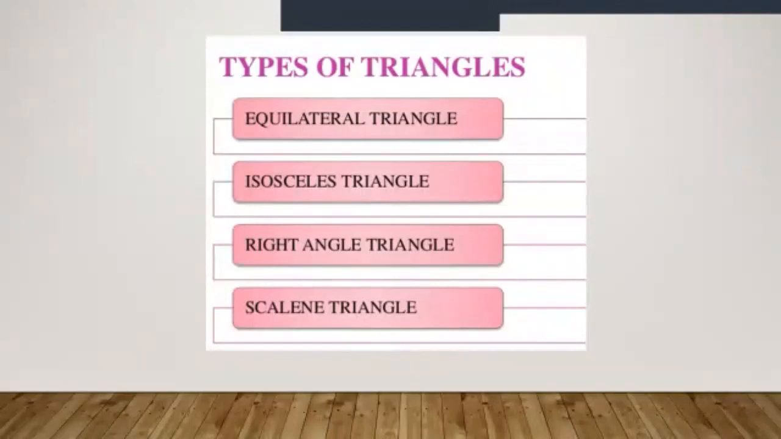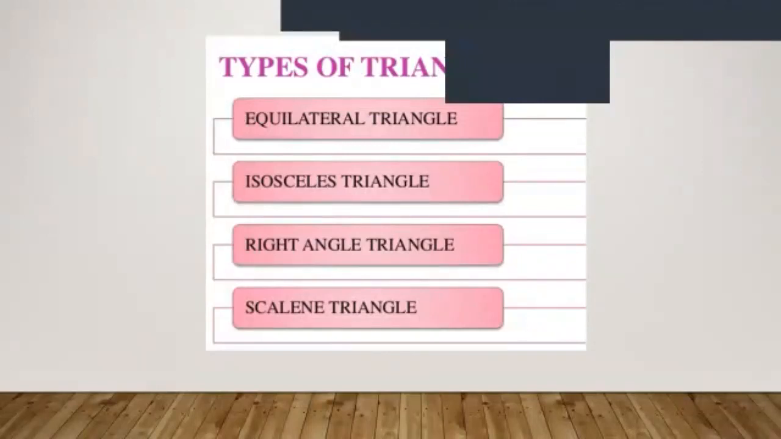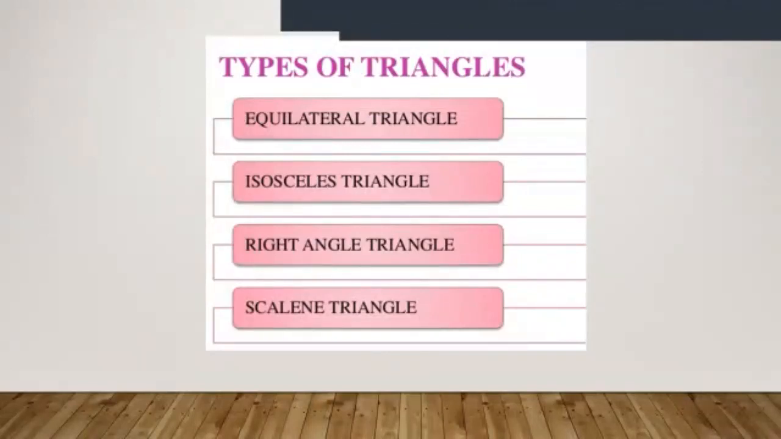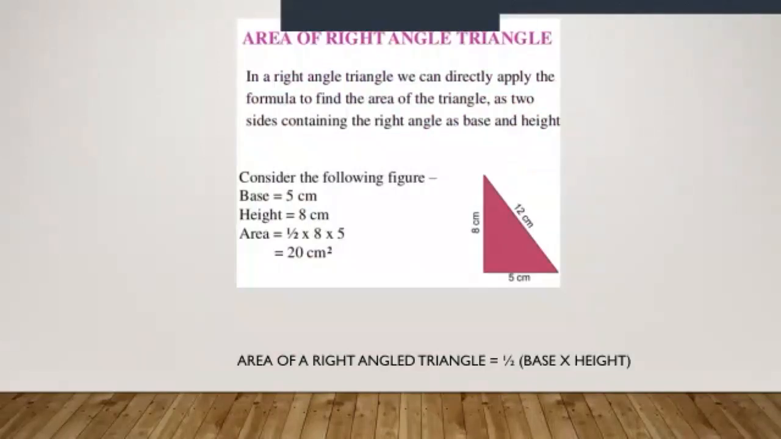So there are 4 types of triangles we know of: equilateral triangle, isosceles triangle, right angle triangle, and scalene triangle. I need not specify what each of them is, but as we move ahead, it will be easier. Now, when we have area of a right angled triangle, right angle means surely there are 2 sides which have a right angle between them. Thus, either of them can be considered as the height and the other one as the base. In such a case, we can directly say that area of a right angle triangle is nothing but half of base into height. Very clear.